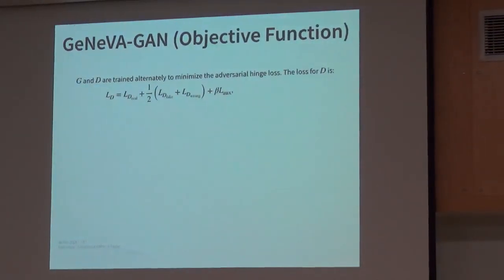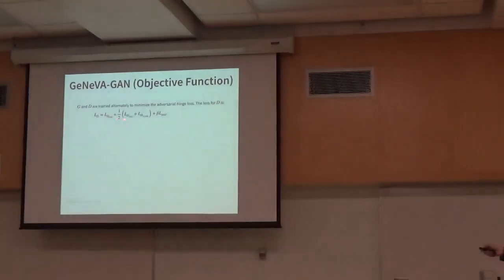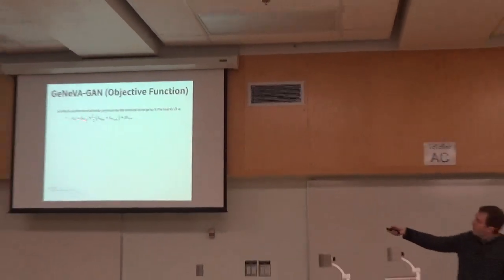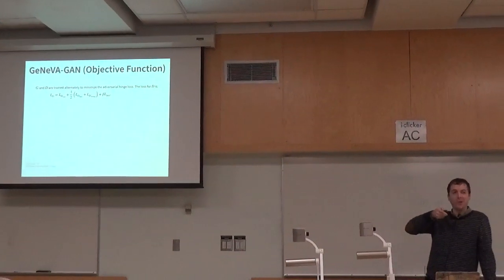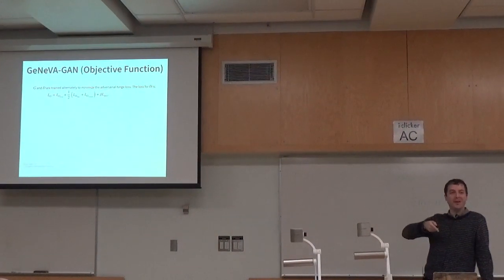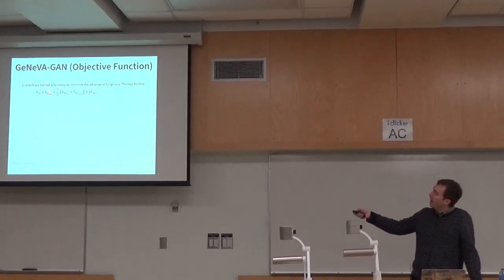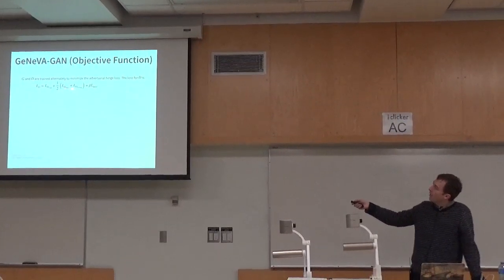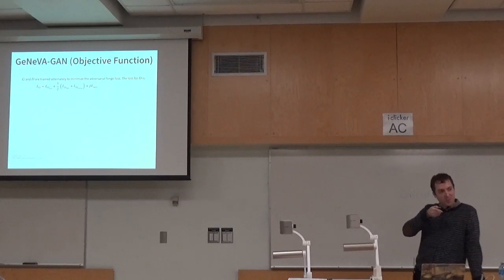So basically, we've got these different terms. There's this term dReal, which is basically, from the discriminator's point of view, it wants to call real data real, right? This is data from our training set.